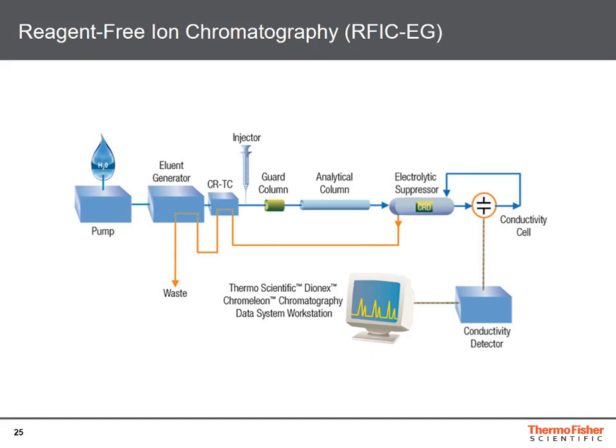The technological breakthrough came at the end of the 1990s with the introduction of reagent-free ion chromatography, as it is called today. This slide shows the schematic setup of such a system, which is not much different from a traditional ion chromatography setup. The only difference is an additional module called the eluent generator, in which hydroxide or even carbonate-bicarbonate mobile phases are prepared and generated in situ by means of electrolysis.